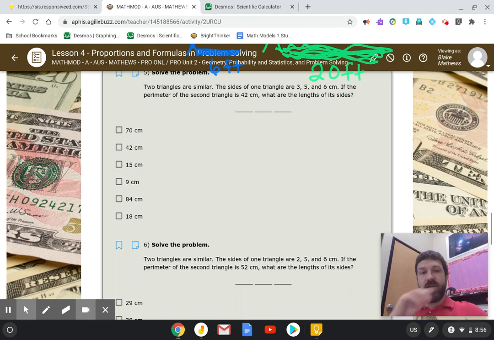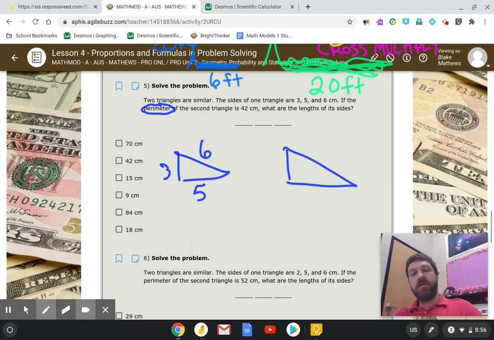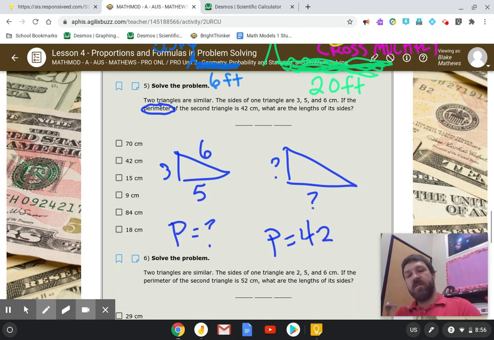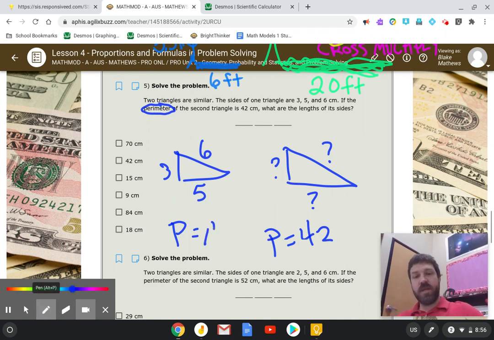So when we're dealing with this, first things first, we need to know in the problem I'm looking at, what are we dealing with? And in this case, we're dealing with perimeter. So it says here, the sides of one triangle are 3, 5, and 6. The perimeter of the second triangle is 42. What are the lengths of these sides here? Well, we can easily find the perimeter of the first triangle. We know the sides, 3 plus 5 plus 6. 3 plus 5 is 8, plus 6 is 14.